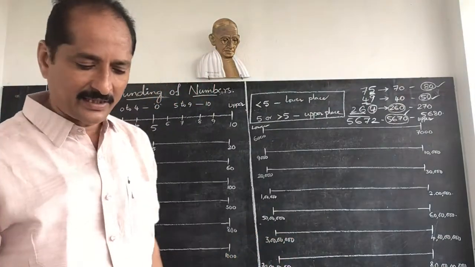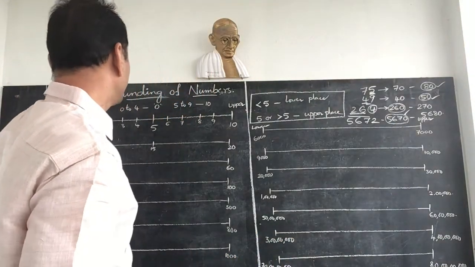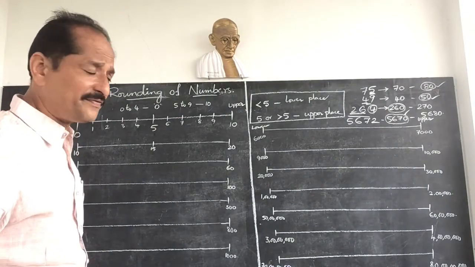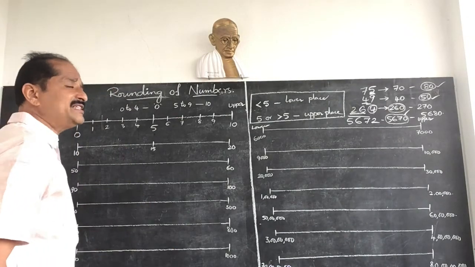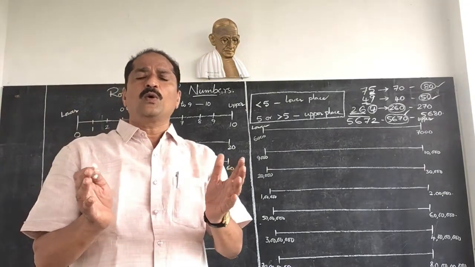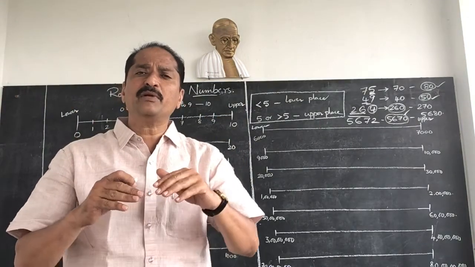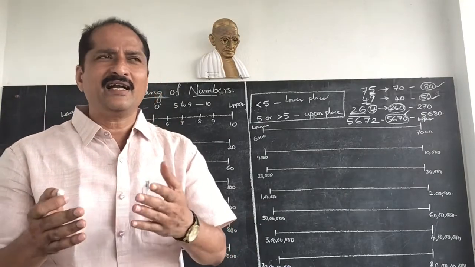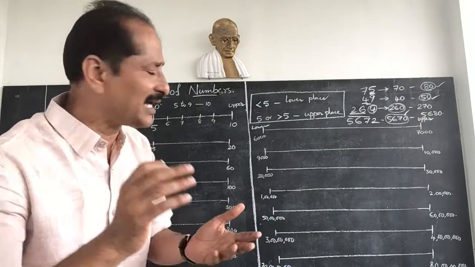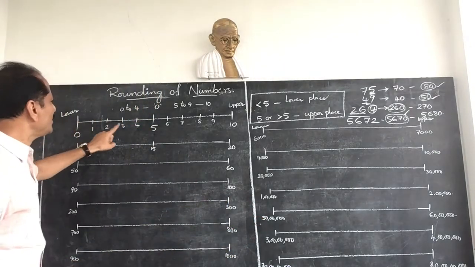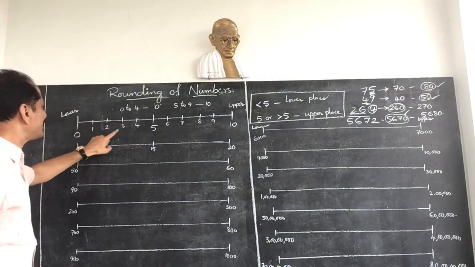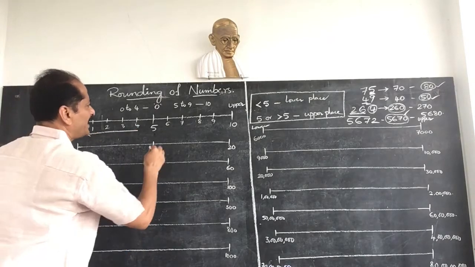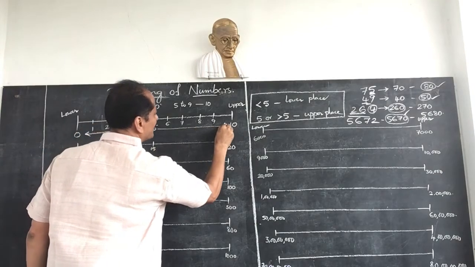Understand? In this way, you can round off these numbers to the nearest places. So here also are given numbers. Which numbers could be rounded to 0, which numbers could be rounded to 10, which numbers could be rounded to 20 and which numbers could be rounded to 30, that all we can see. So from 0 to 4, all these numbers can be rounded to 0 only. 5 to 10, all these numbers can be rounded to 10.